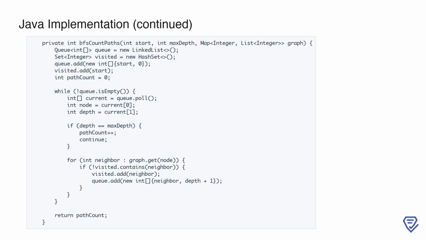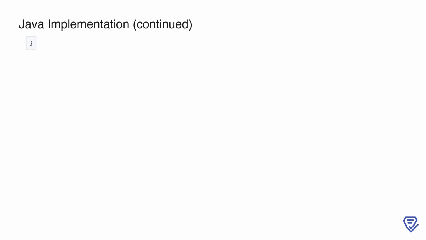For each unvisited neighbor, we mark it as visited, add it to the queue with an incremented depth, and continue the traversal. Once the queue is empty and all valid paths have been explored, the method returns the total path count. Finally, we close the solution class after defining all the necessary methods.